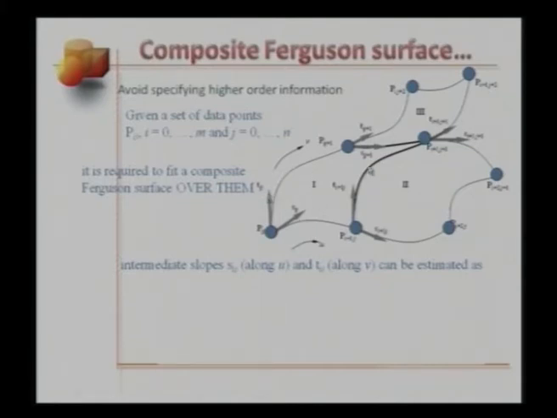Since we don't specify these slopes as our design choices, we need to estimate them. So, the intermediate slopes Sij along u and Tij along the parameter direction v can be estimated as Sij equals Ci times Pi+1,j minus Pi-1,j over the absolute value of Pi+1,j minus Pi-1,j. Note that these points are position vectors. They are ordered sets. They contain information pertaining to all the three Cartesian coordinates.